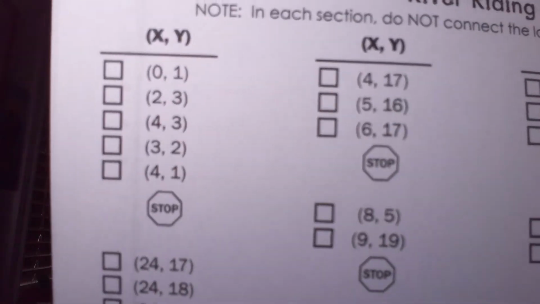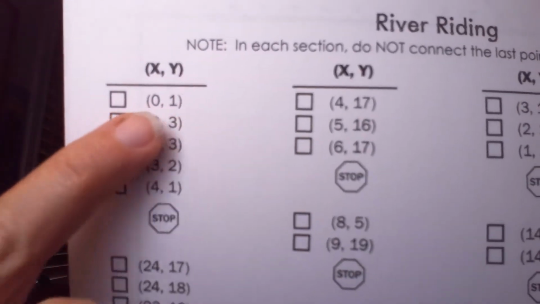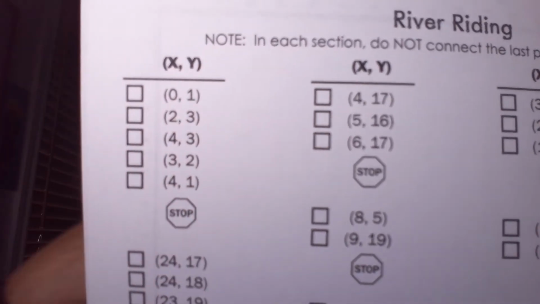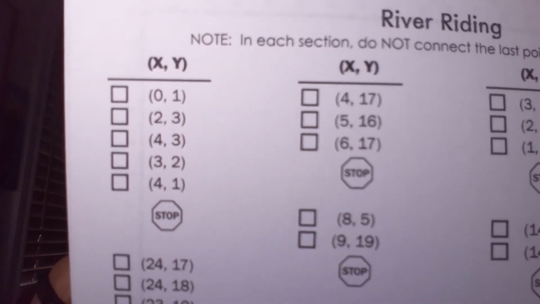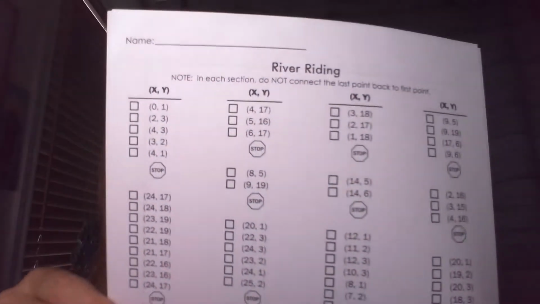So your first assignment is a graphing picture called river riding. This one keeps you in quadrant 1. So all of your points in quadrant 1, remember, are positive. That's when you have the numbers in parentheses, and it takes you only into positive spots on your coordinate plane. So you'll definitely want this.